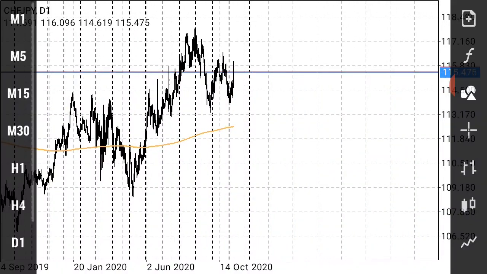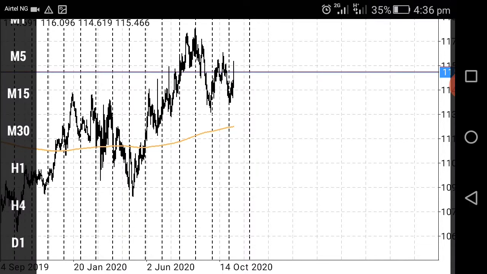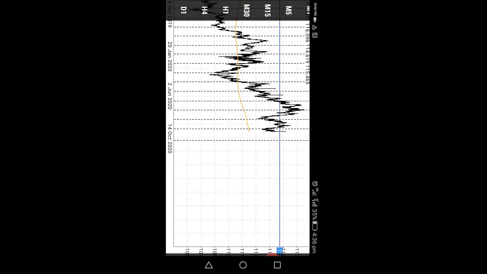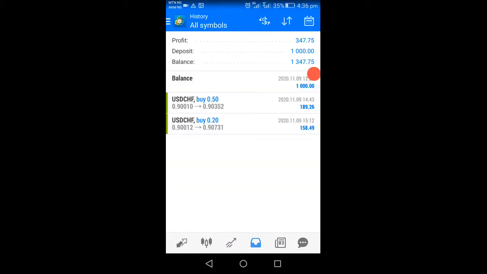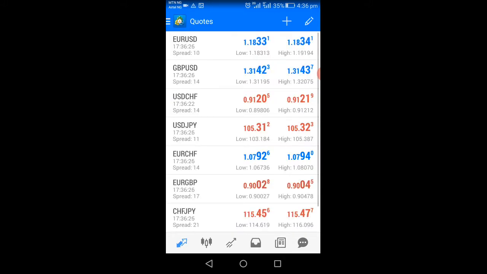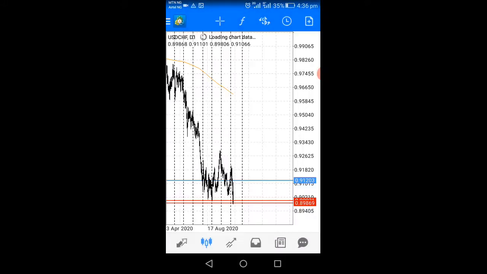So let's go back to, let's look for another chart, and I'll show you. There was a trade I took. I took this trade on USD CHF.